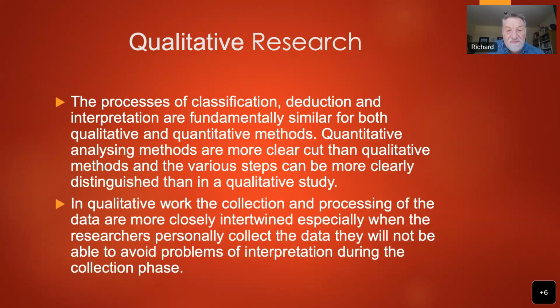Quantitative methods, analyzing methods, are more clear cut than qualitative methods, and various steps can be more clearly distinguished than in a qualitative study. So in a quantitative study, you gather your data and usually use a statistical analysis to work out the answer to the research question.